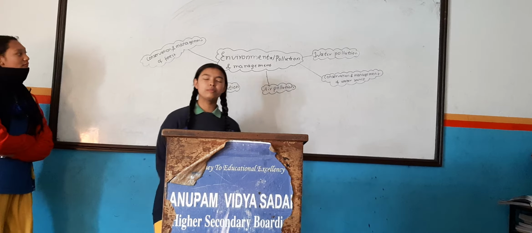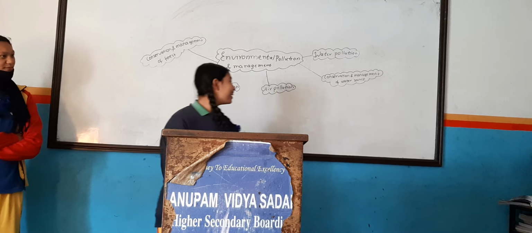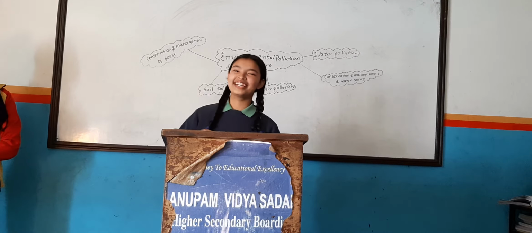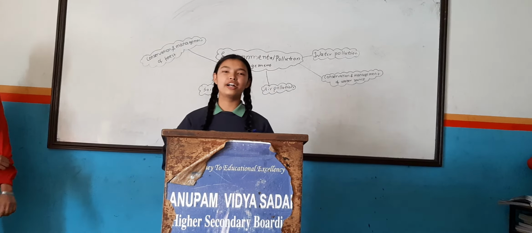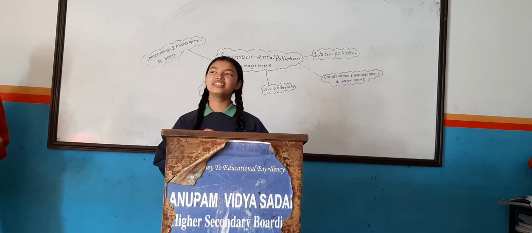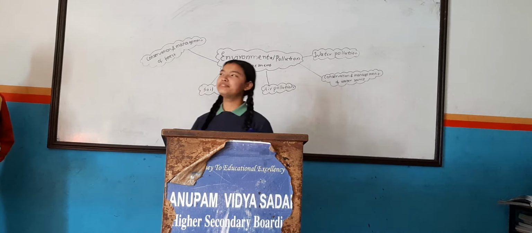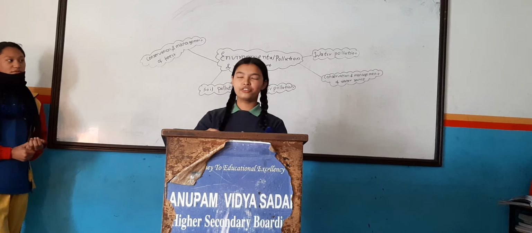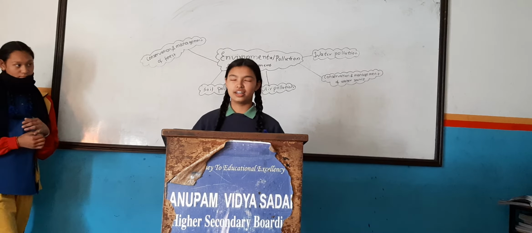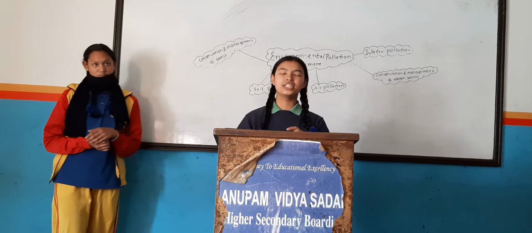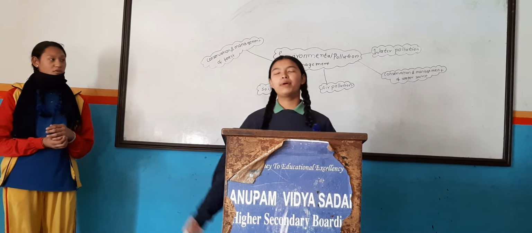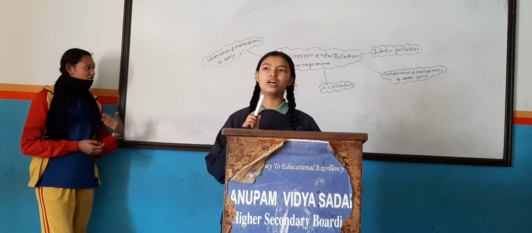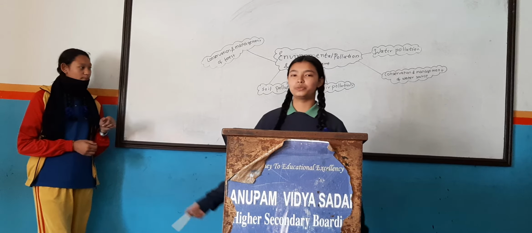Environmental pollution and management. The surrounding around us is known as environment. Pollution can be defined as the mixture of harmful substances in the environment. There are types of pollution: air pollution, water pollution, and soil pollution. Air pollution is a mixture of unwanted and harmful substances in the air. There are primary pollutants and secondary pollutants. Primary pollutants are directly emitted to the environment, and secondary pollutants are not directly emitted but react with primary pollutants.